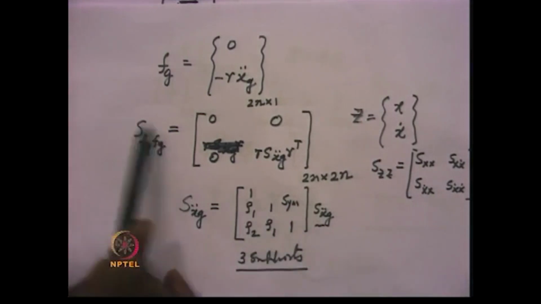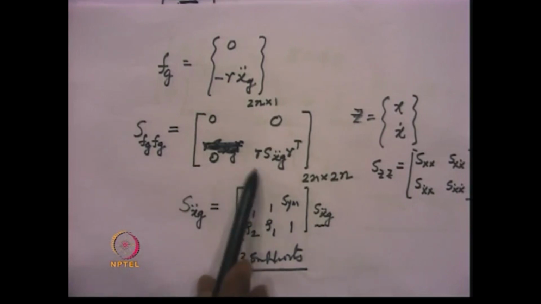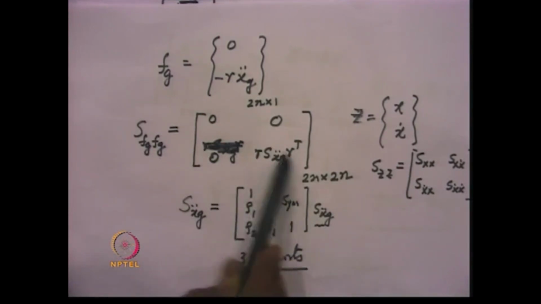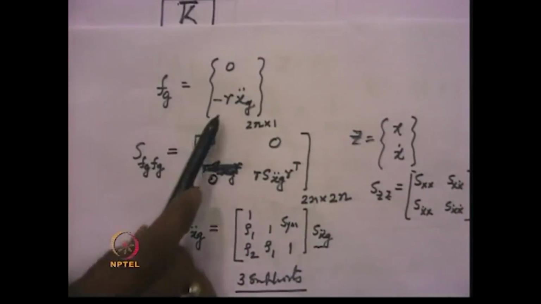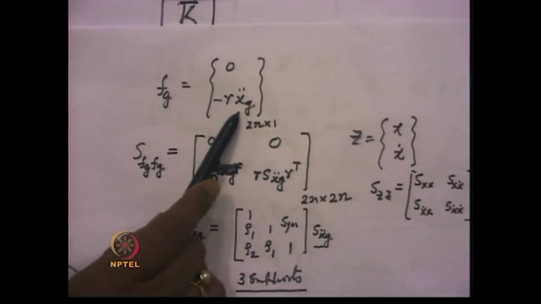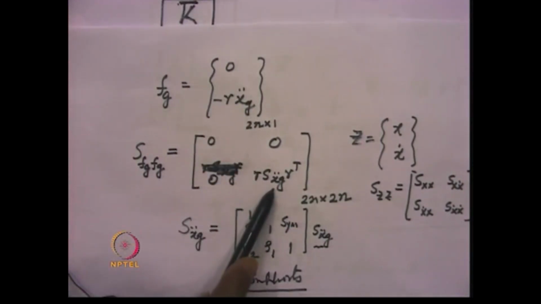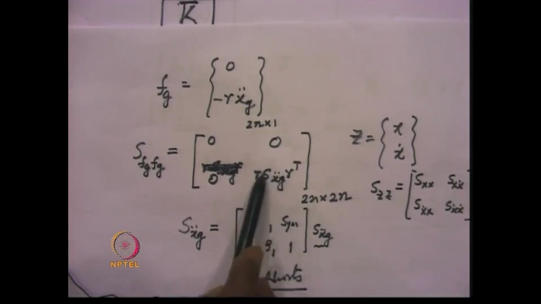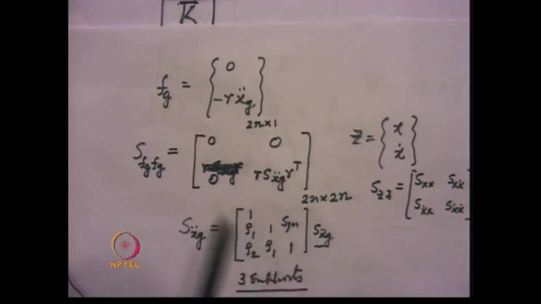The SFG matrix obviously would be 0 0 0 R Sx double dot G R T, because here this last term is equal to R Sx double dot G. So, the power spectral density function corresponding to this will be R Sx double dot G into R T, where Sx double dot G is again the power spectral density function matrix of the excitation.